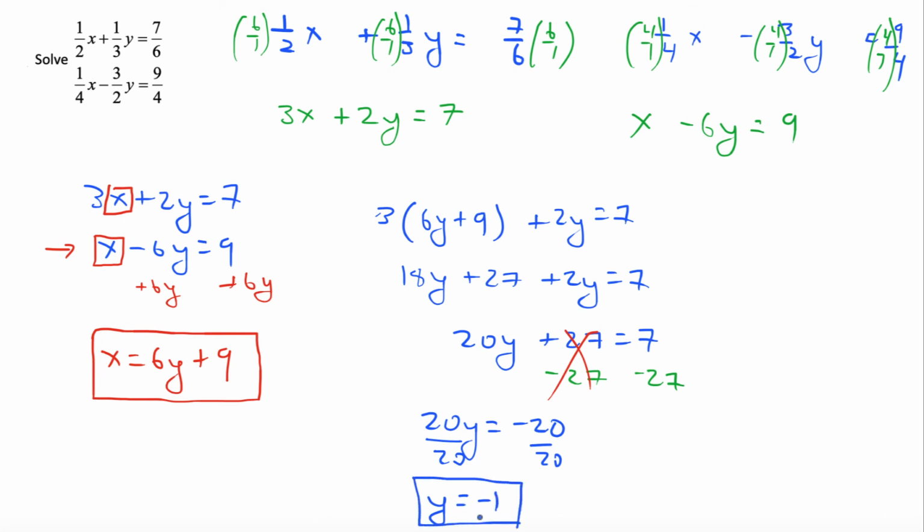Now, once again, to get x, I can just plug this y value in here. That's probably the easiest. That's actually one advantage of substitution. Once you use substitution and you find one value for a variable, we can just plug that into the expression that we solved. So x is equal to 6 times negative 1 plus 9. Negative 6 plus 9 gives us 3, so x is 3. Now remember, as a final answer, we should put this as an ordered pair. So our final answer should be (3, negative 1).